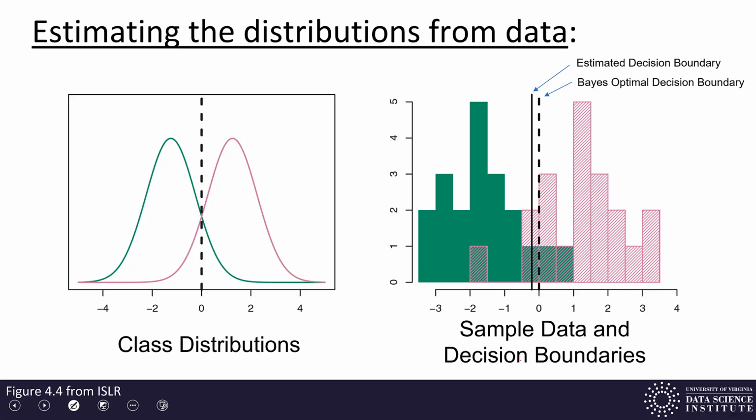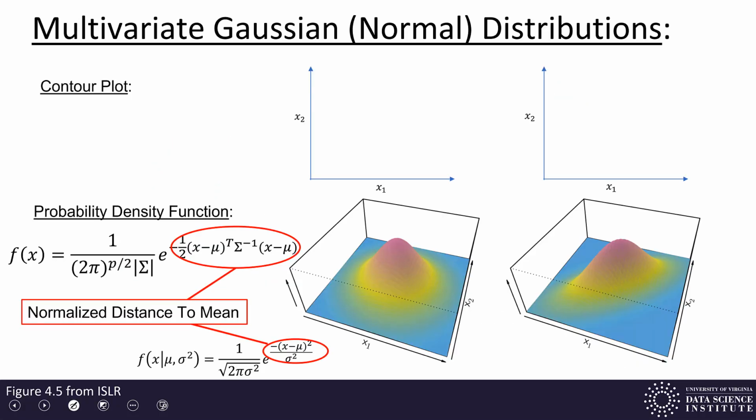The Bayes optimal decision boundary is on the left-hand side, exactly where the two distributions cross. The black straight line is where the distributions that are estimated from the data cross. Okay, so that's estimating distributions from the data, and that's pretty familiar for single variable distributions. So let's talk a little bit about the multivariate Gaussian normal distribution.